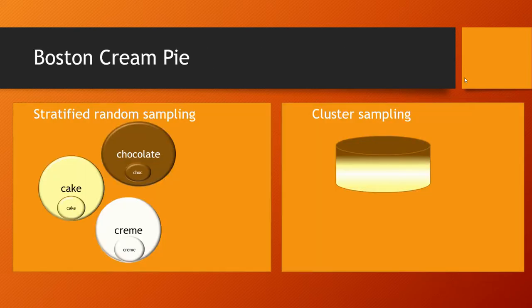Okay, one of my favorite examples on how to differentiate between stratified random sampling and cluster sampling is to think about a Boston cream pie. Okay, you know, a Boston cream pie looks like the picture on the right, sort of.